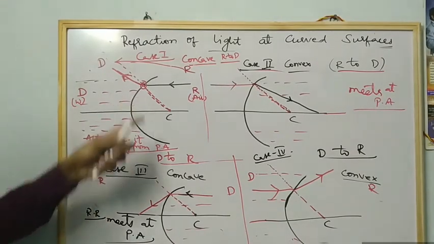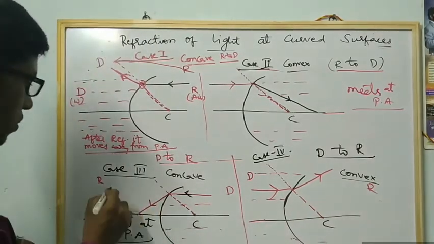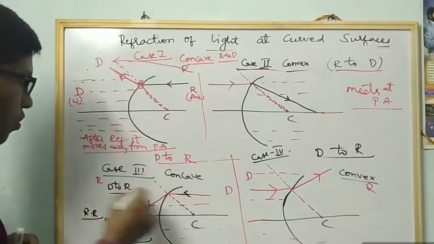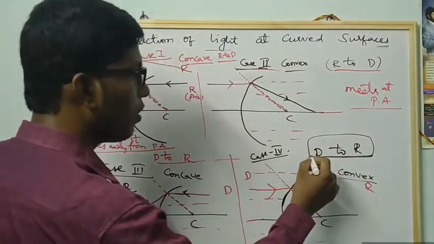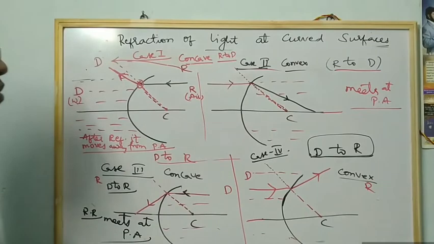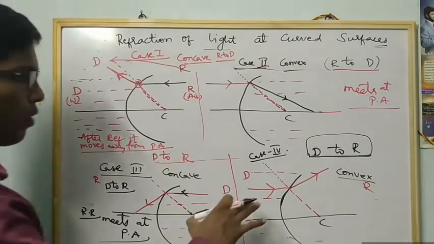Understand? Now this one. Now coming to the fourth one, denser to rarer. This is traveling from denser to rarer. Note down this value. Then you can understand easily, because in the next topic we are going to learn about the refraction. Okay, so drawing the ray diagrams.